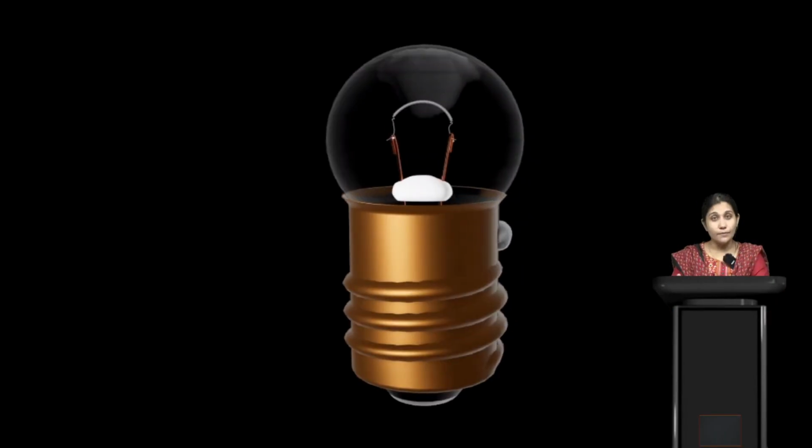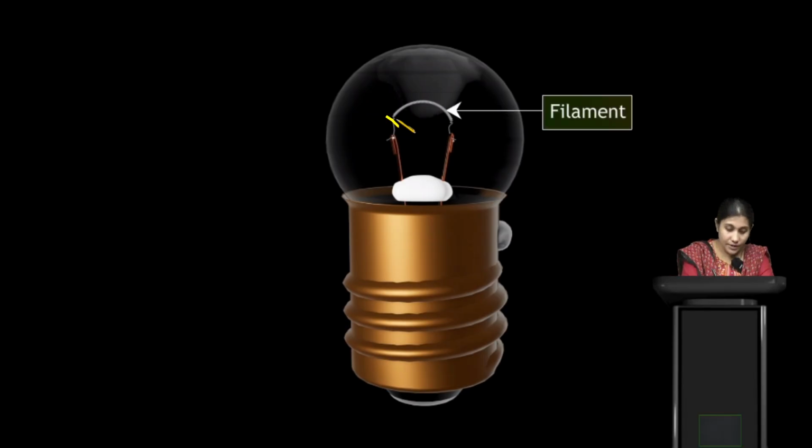Then this one is what? This one is a bulb. We all have seen this bulb. We all see it at our home or in different places. We can see this type of bulb, isn't it? So this one is the filament. Inside the bulb, we can see a small thin wire is present. So this small thin wire is called the filament of the bulb.